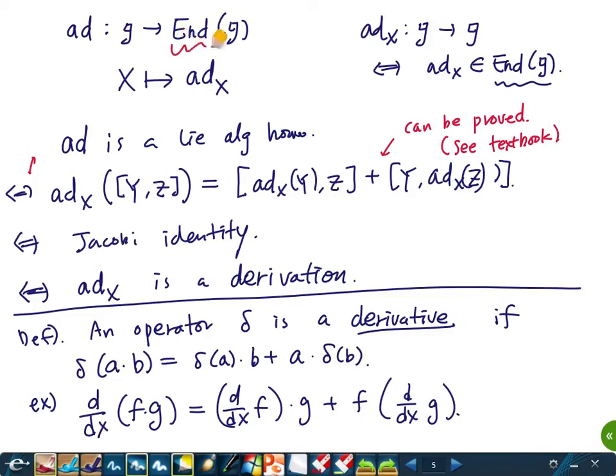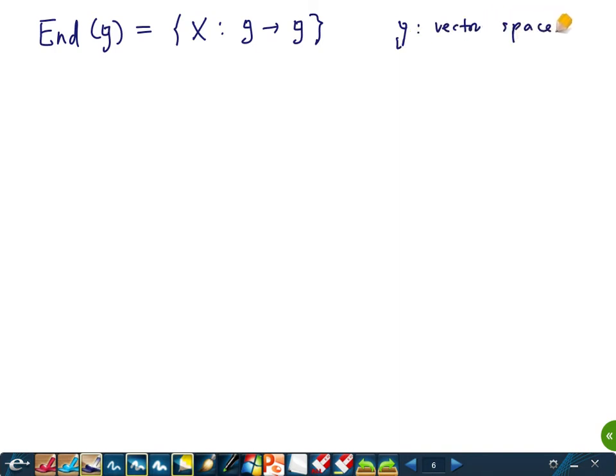That's a good question. So the question is, what is the Lie bracket here? In fact, G is a vector space, so we can think of this as the set of all linear transformations. Once you fix the basis elements, it can be thought of as a set of matrices.